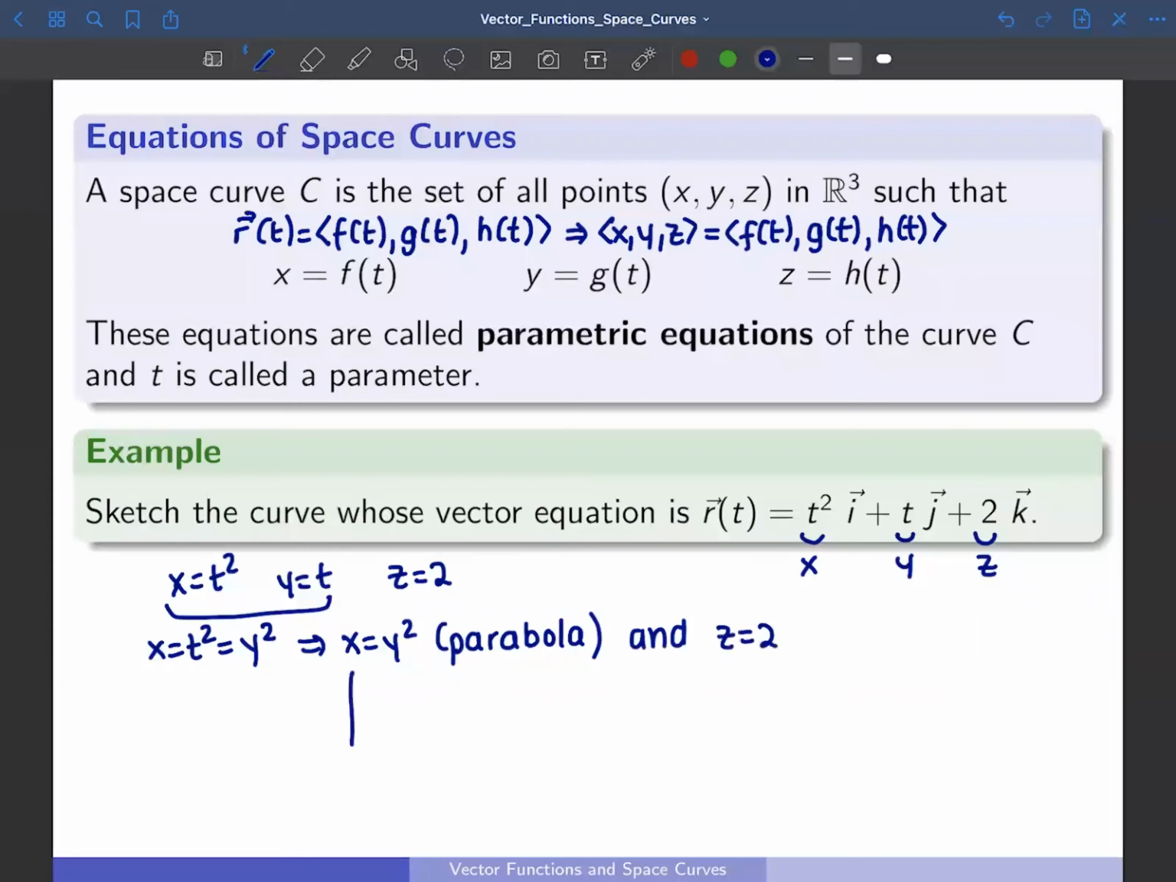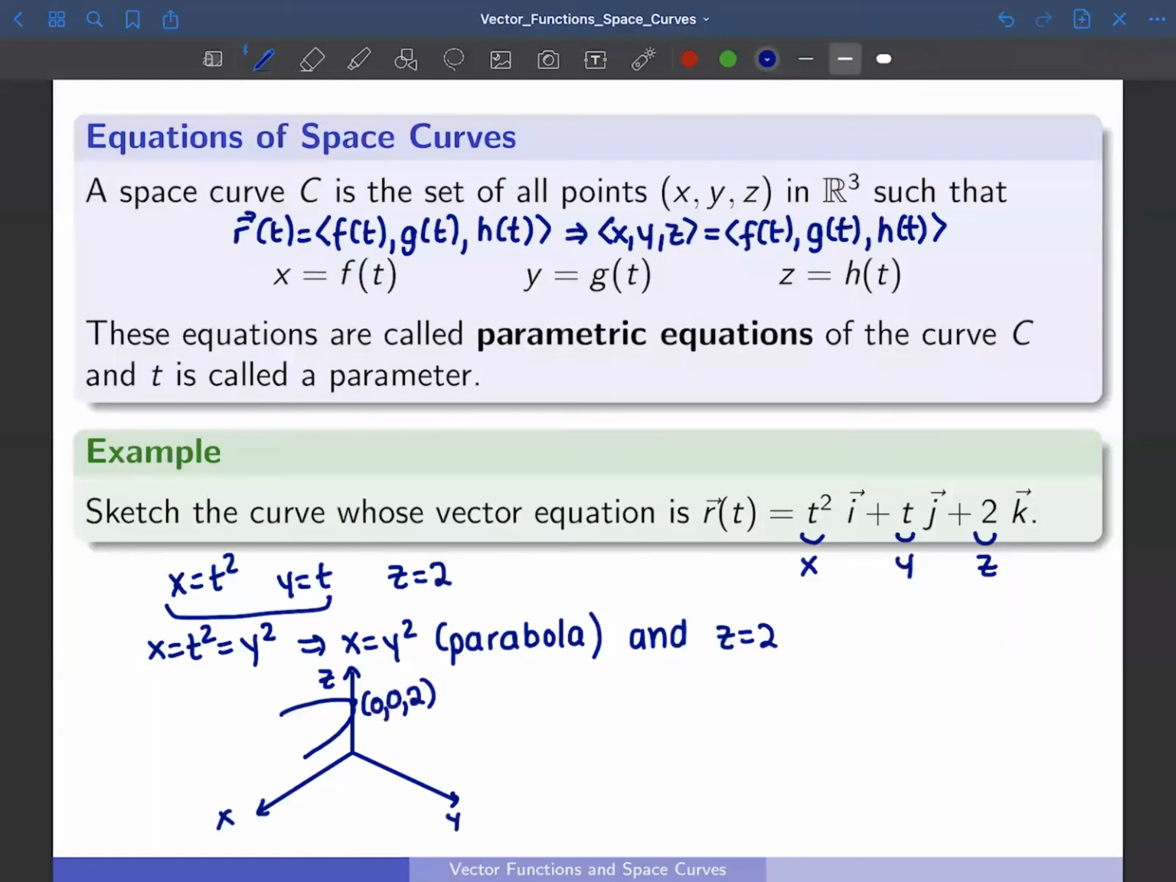So if we sketch that curve, here we have the x, y, z coordinate system. We have a parabola that opens in the direction of the positive x-axis and is shifted up by 2 units. So it's shifted up to the plane z equals 2, and it has a vertex at the point 0, 0, 2.